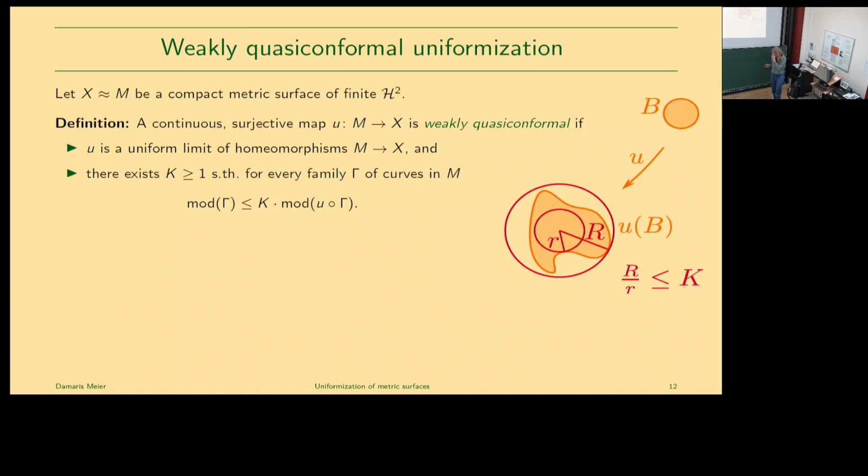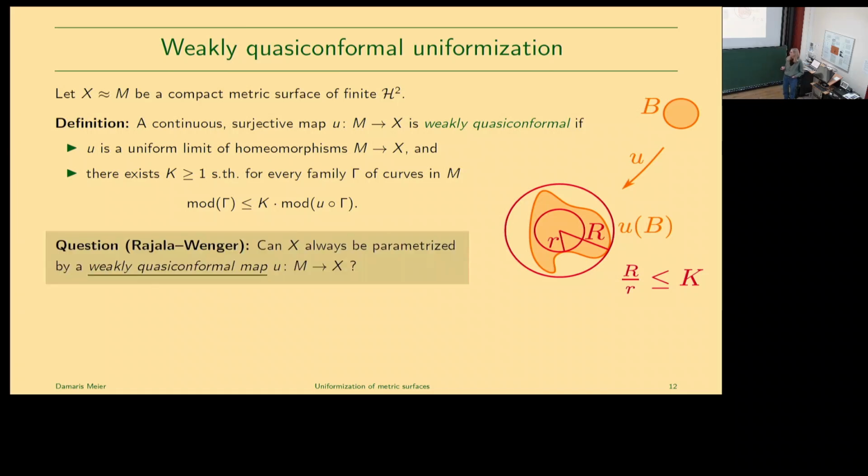And it was then asked by Rajala and Wenger whether one can always parameterize a metric surface like that. And in case the metric surface has finite Hausdorff 2 measure, the answer to this question is yes, if we put another condition, which is that X is locally geodesic. So around every point we find a neighborhood in which every pair of points connects with a curve whose length realizes their distance. So this was work of Stefan Wenger and myself.